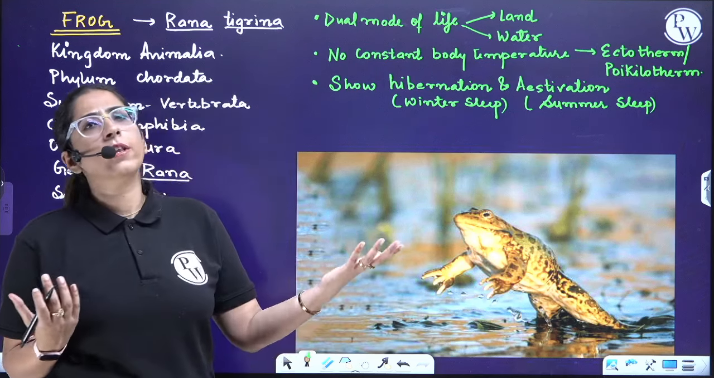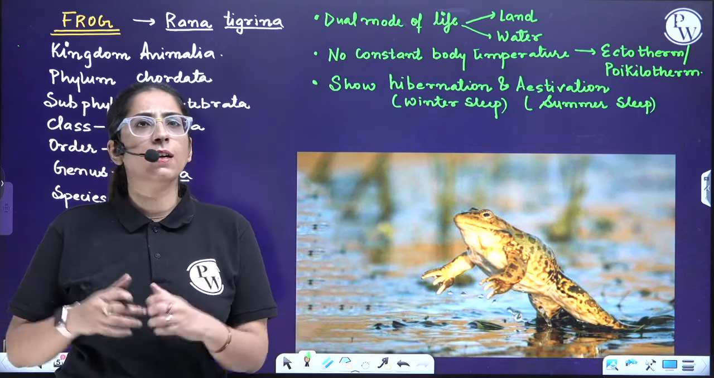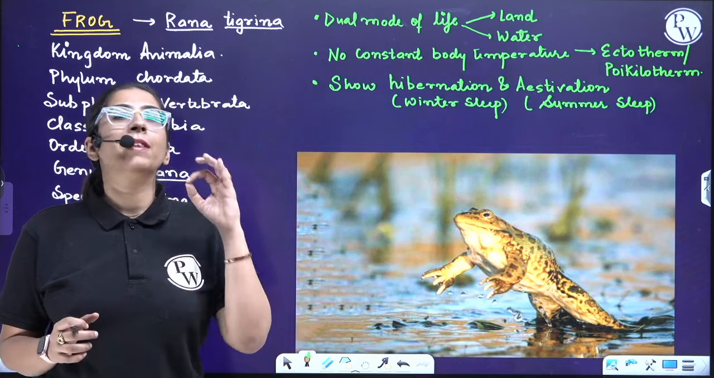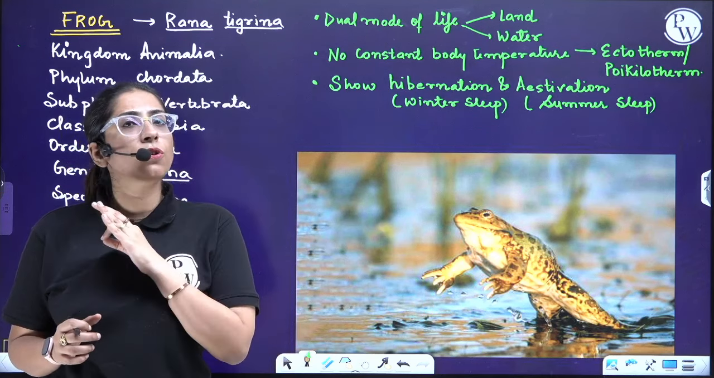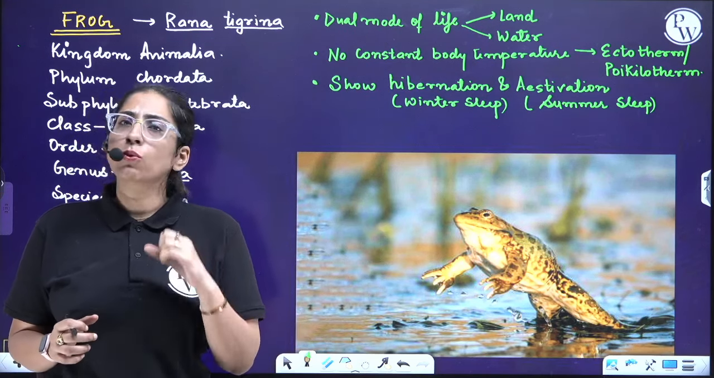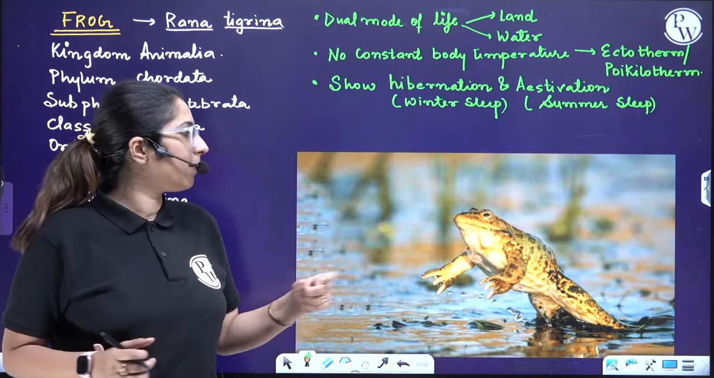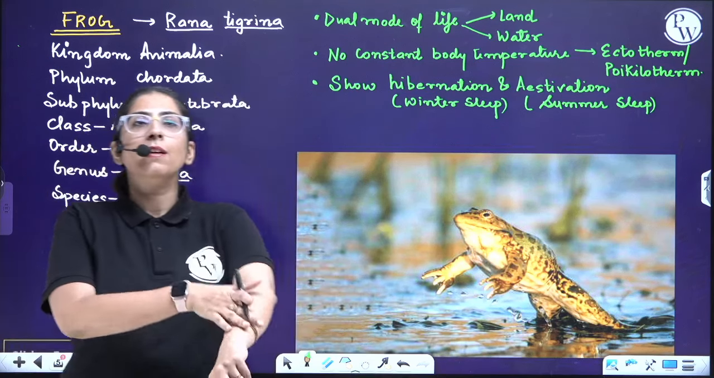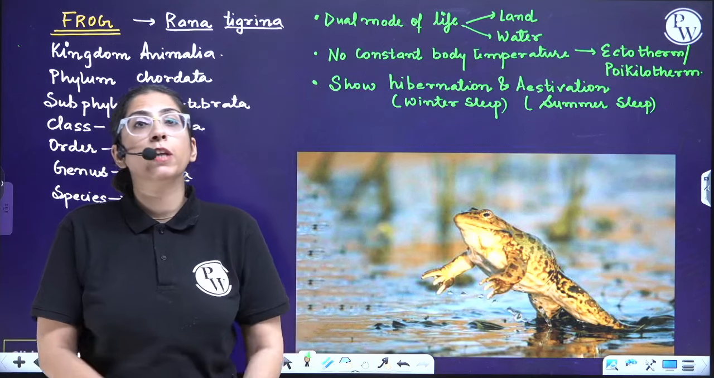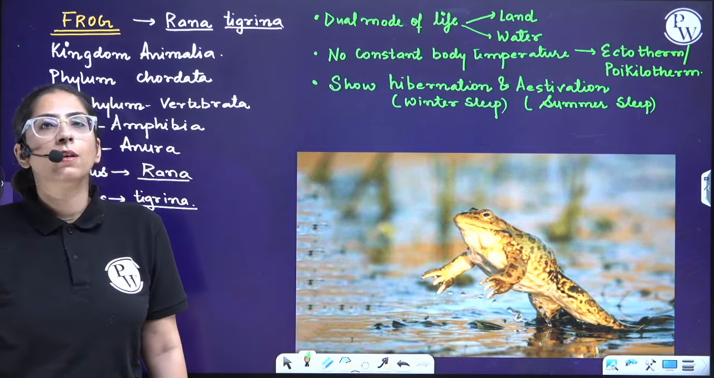Or do they have lungs when they are present in the air? You have to remember they have lungs, but the lungs are not well developed. Then how do they respire in water? They respire in the water with the help of their outermost surface. With the help of diffusion, they show the respiration.